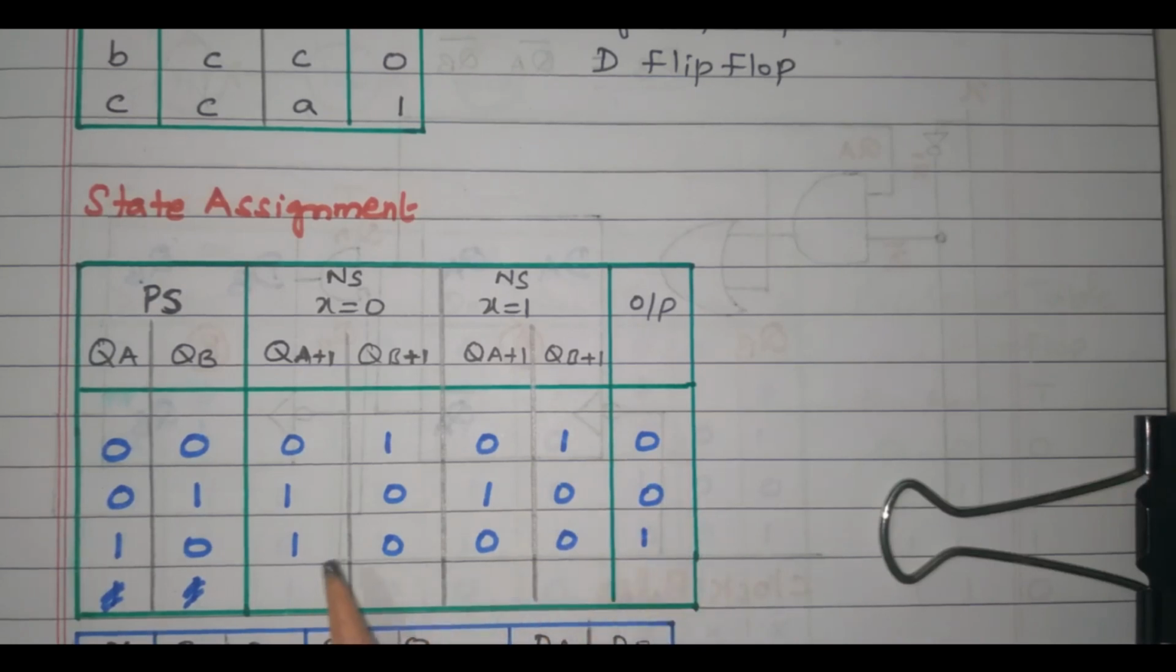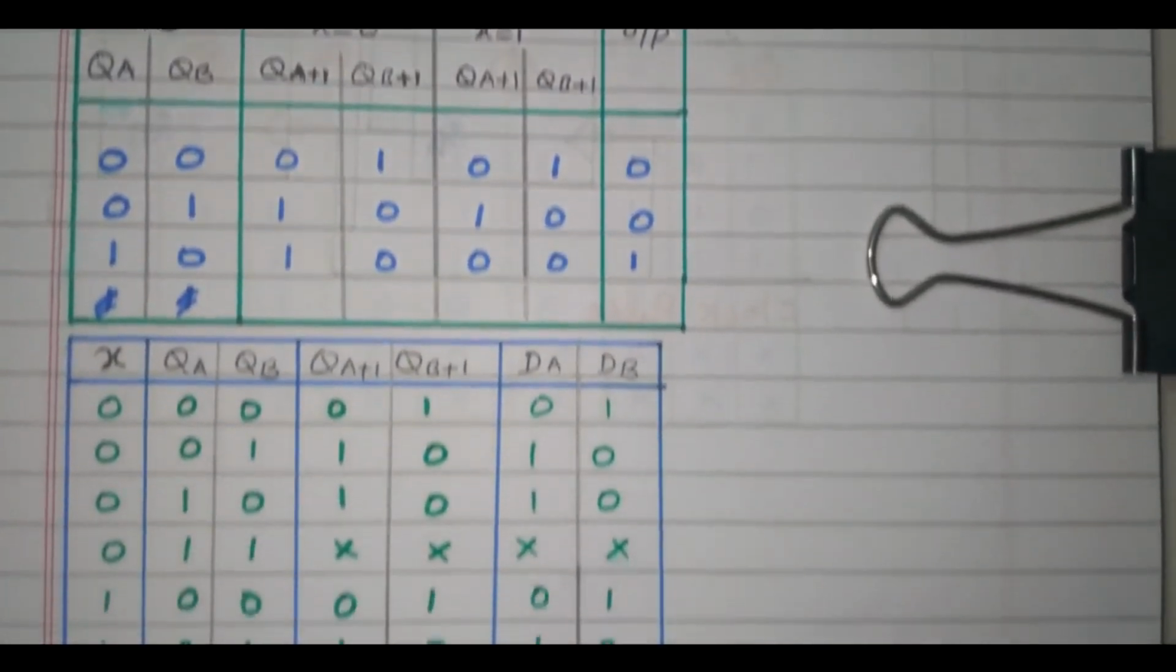Now, we need to identify the excitation table, that is, the design of the D flip flop. From the present state and next state, we need to identify the input to the first flip flop and the second flip flop, DA and DB. I will go to the next table.